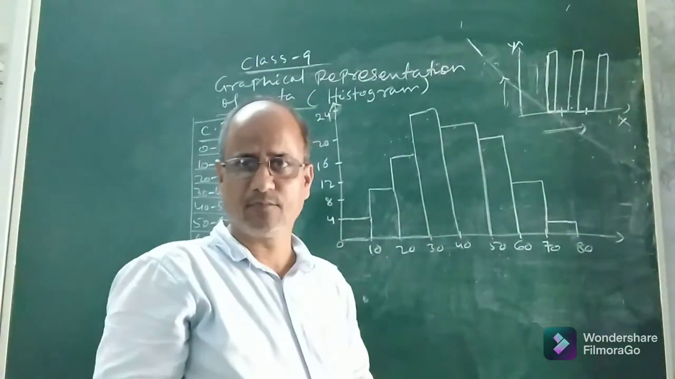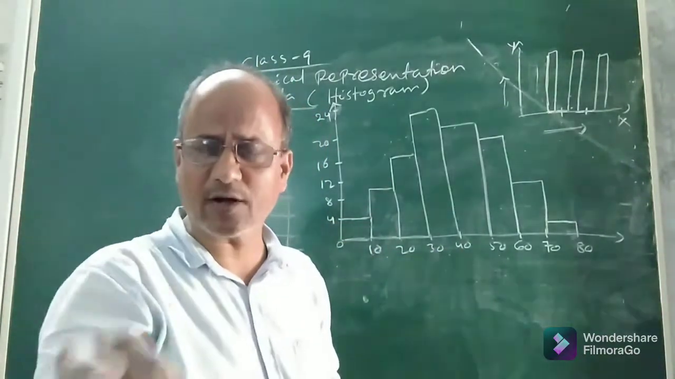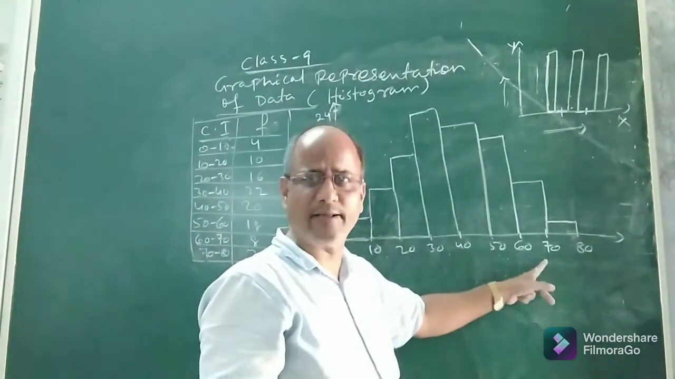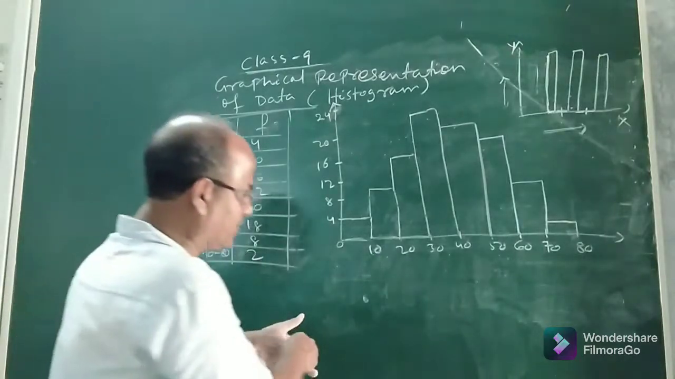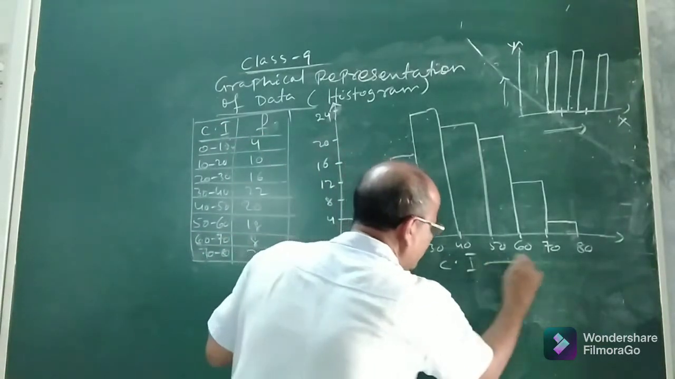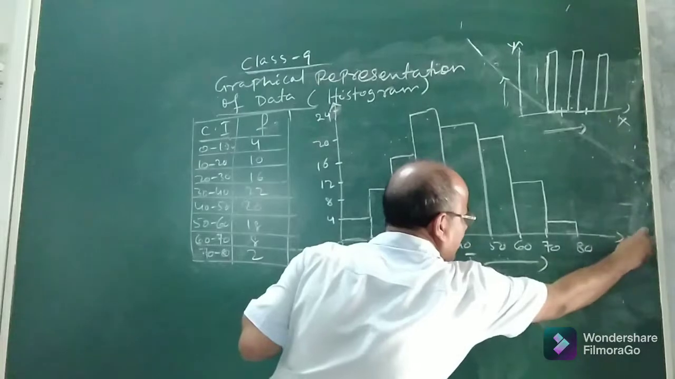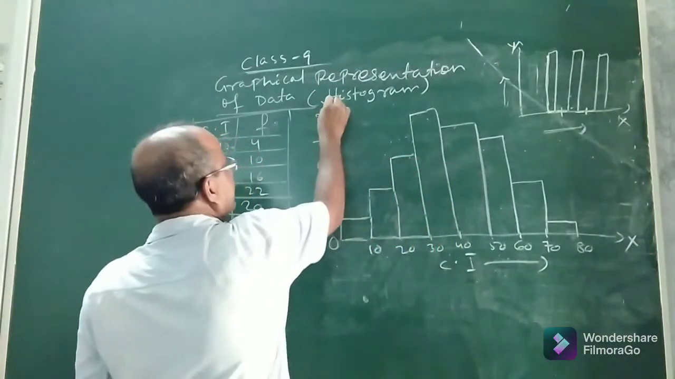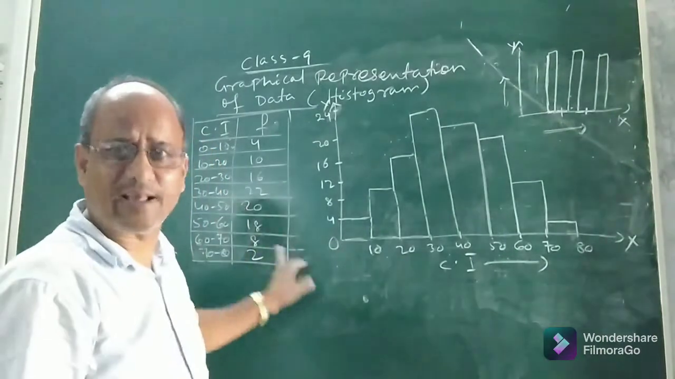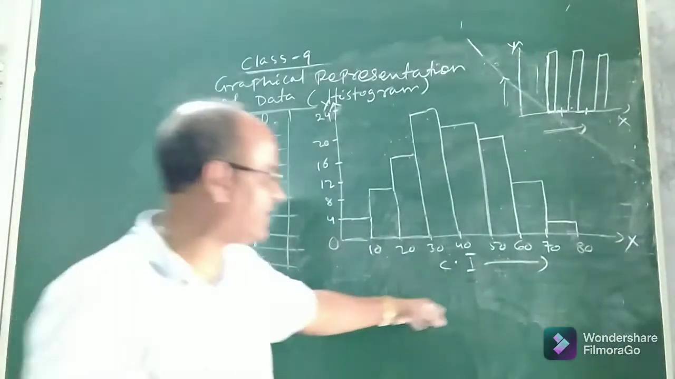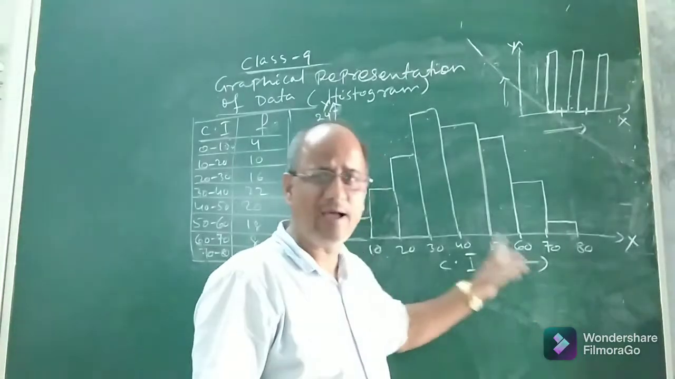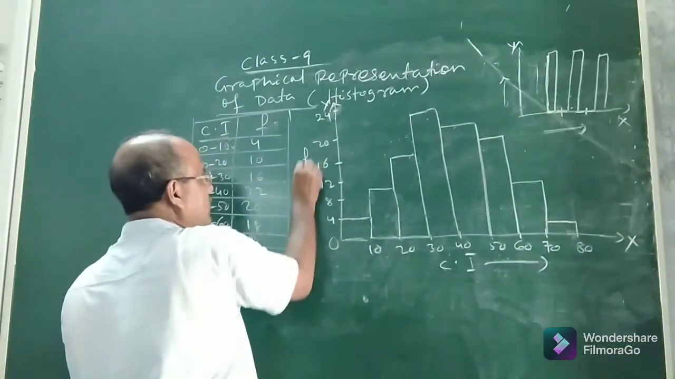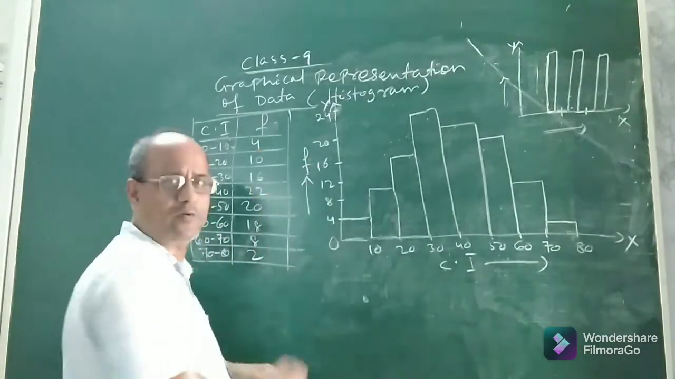a histogram. So you understood what is a histogram. In a histogram, what we do, we take one quantity, one variable, that means class interval. Suppose these are the class intervals. Take class interval along x-axis. This is the origin. This is y-axis. The class interval is taken along x-axis, and the corresponding frequencies, these are frequencies. Frequency is taken along y-axis.